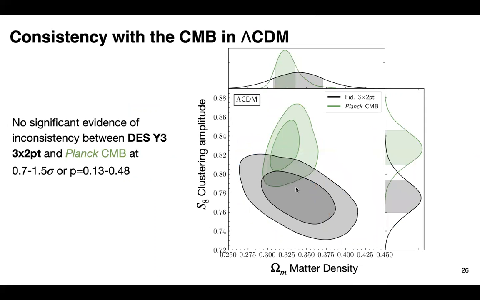Okay, so the first question you want to ask when you've got your 3x2 cosmology result is, is it consistent with the CMB? And this is one of the fundamental questions that we want to answer. Does the CMB adequately predict late time clustering measurements? And the answer from the DES result appears to be yes. So the green contour here is the prediction from Planck, and then the grey is our headline lambda CDM result, and there is only sort of a sigma between the two.